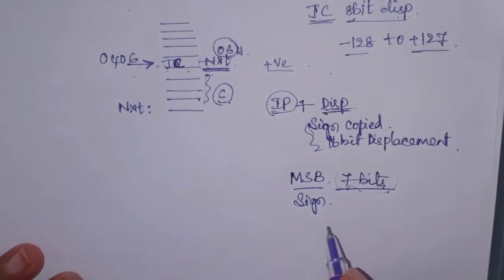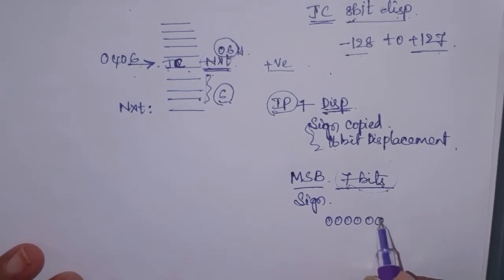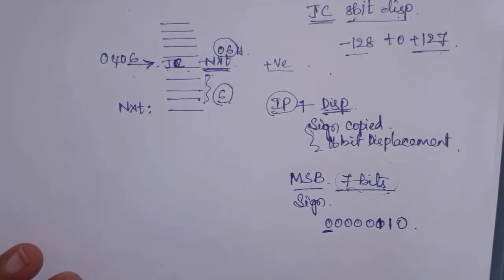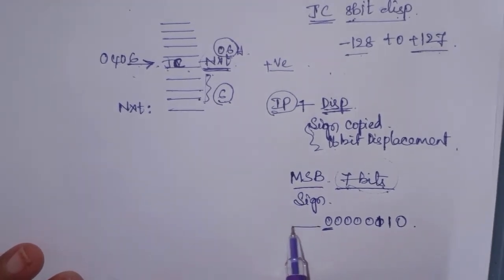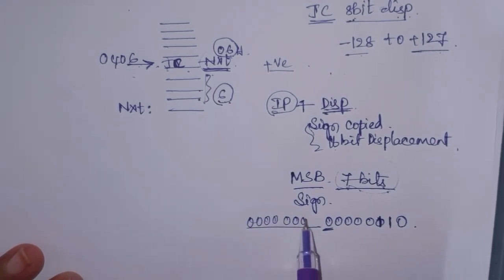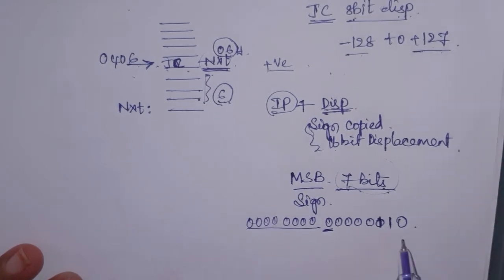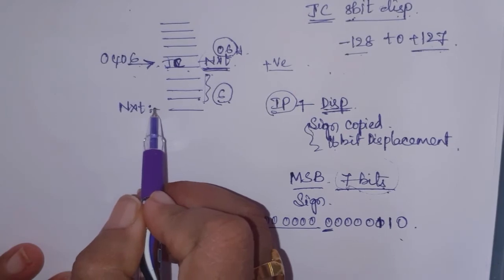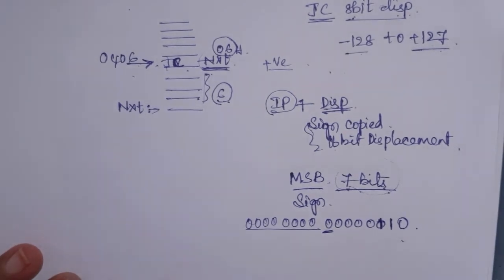Let us suppose the displacement is 6. Then the most significant bit indicates the sign bit. The sign bit is copied to another 8 most significant bits, so they will be all zeros. Then the instruction pointer contents are added with that to generate the new address of this particular location.